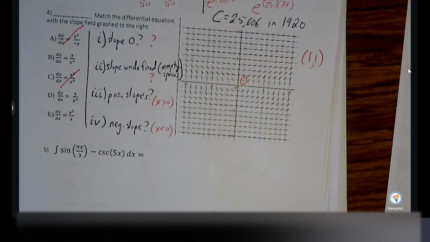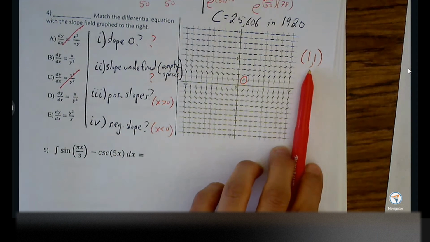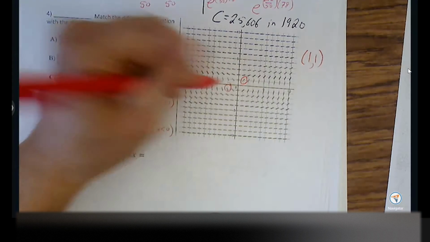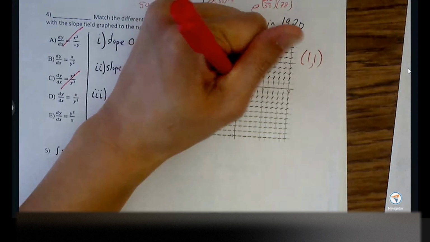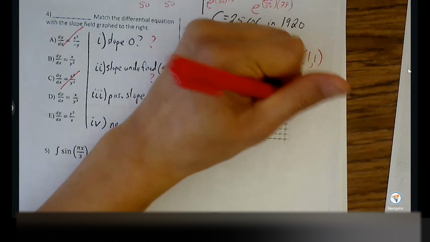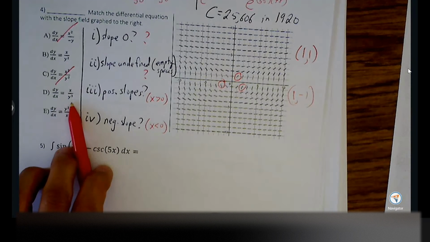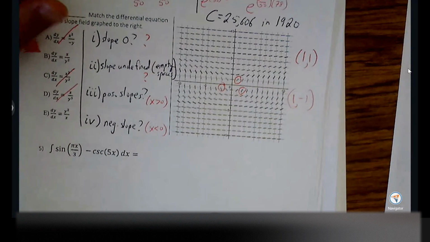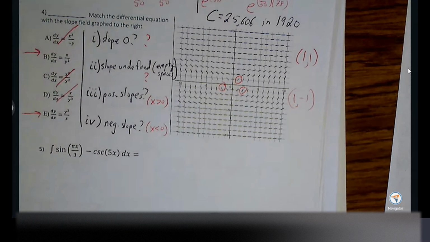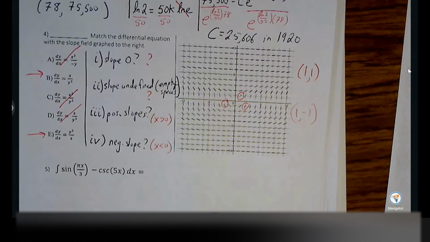Can we cancel D out too? Yeah, D. If I plug 1, 1, I do get positive, but if I choose a different ordered pair here, let's choose this one here, 1, negative 1. If I plug 1, negative 1 in, I should get a positive number. But if I put 1, negative 1 in here, I'm getting negative, and that's not consistent. So we're down to B and E. Any ideas how we can decide between these two?